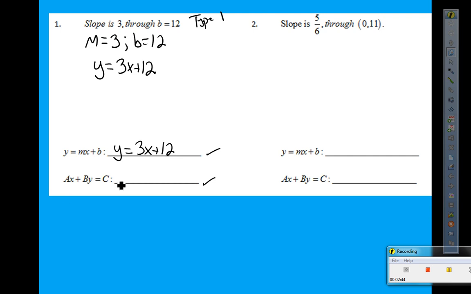But now today we're also going to put it in standard form. Remember, standard form, x and y are both on the same side. A can't be negative, and there's no fraction. So I'm going to move this x over. So I got negative 3x plus y equal 12. And then I'm going to divide everything by negative 1 so that I would get 3x minus y equal negative 12. So in standard form, it's 3x minus y equal negative 12.